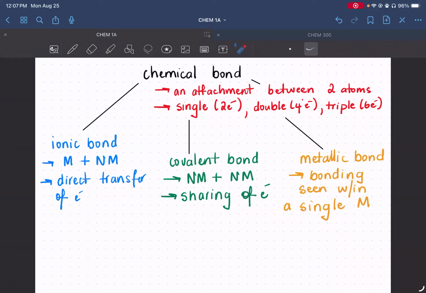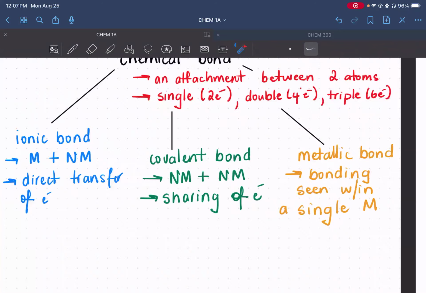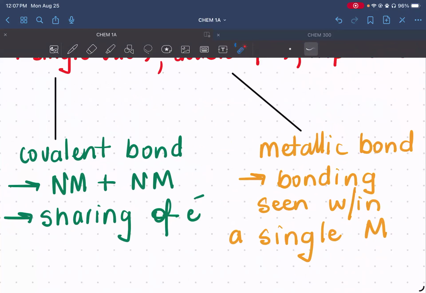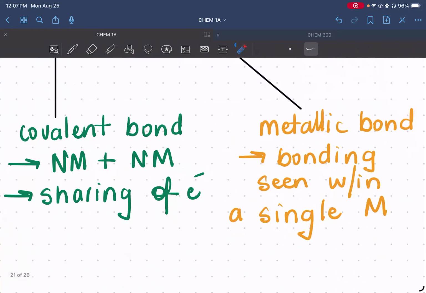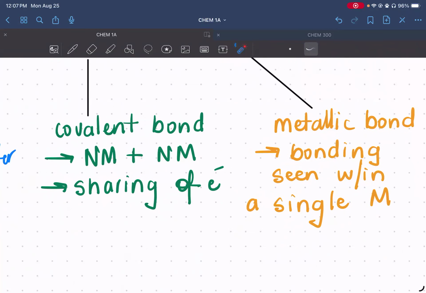Now, the key difference between all three of these bonds, specifically as it relates to a metallic bond, is that a metallic bond does not comprise of multiple metals. It's just the bonding seen within a single metal atom. This is what explains the malleable nature of most metals, such as an aluminum sheet or a zinc roof or something like that. The idea is that within the metal, it's bonded to each other, and it's known as metallic bonding.